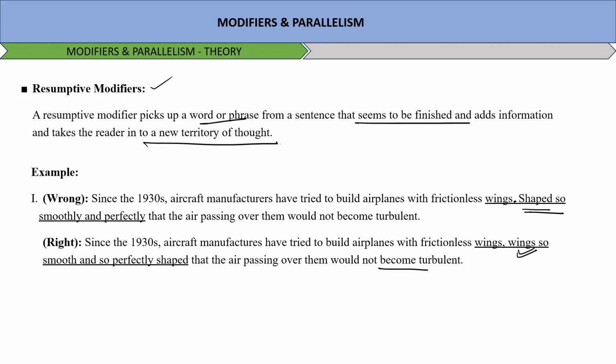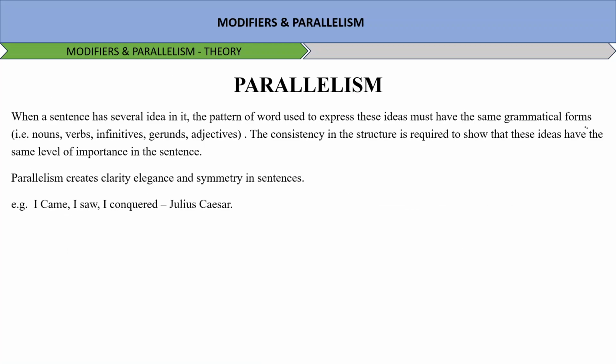Now, what is parallelism? When a sentence has several ideas in it, the pattern of words used to express these ideas must have the same grammatical forms, that is nouns, verbs, infinitives, gerunds, adjectives, etc. The consistency in the structure is required to show that these ideas have the same level of importance in the sentence. Parallelism creates clarity, elegance and symmetry in a sentence.